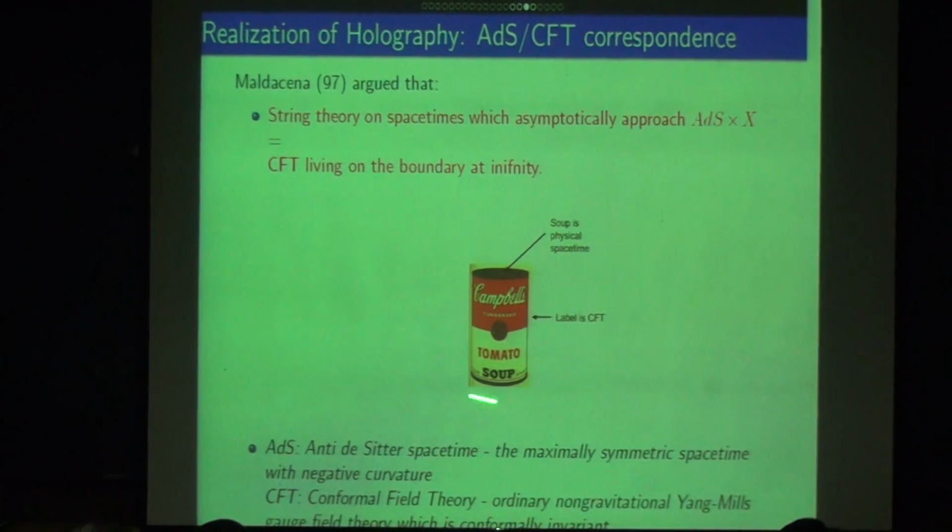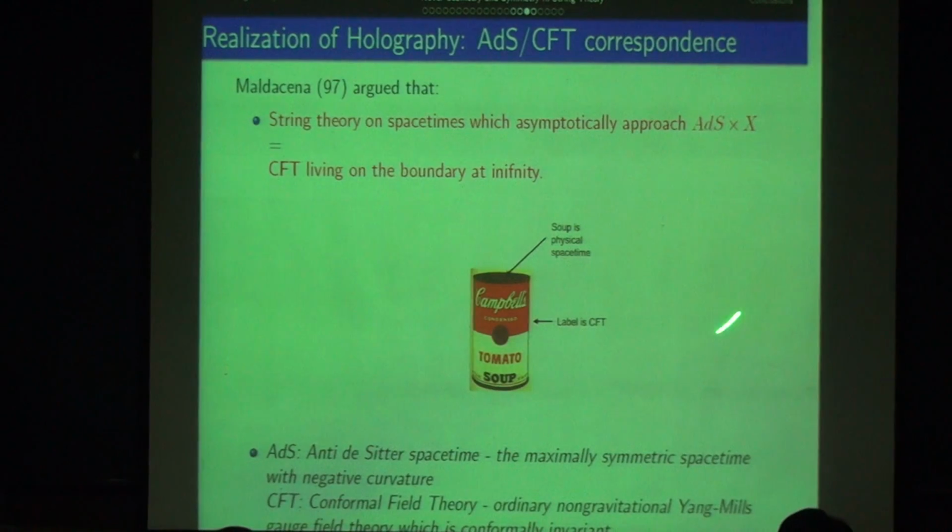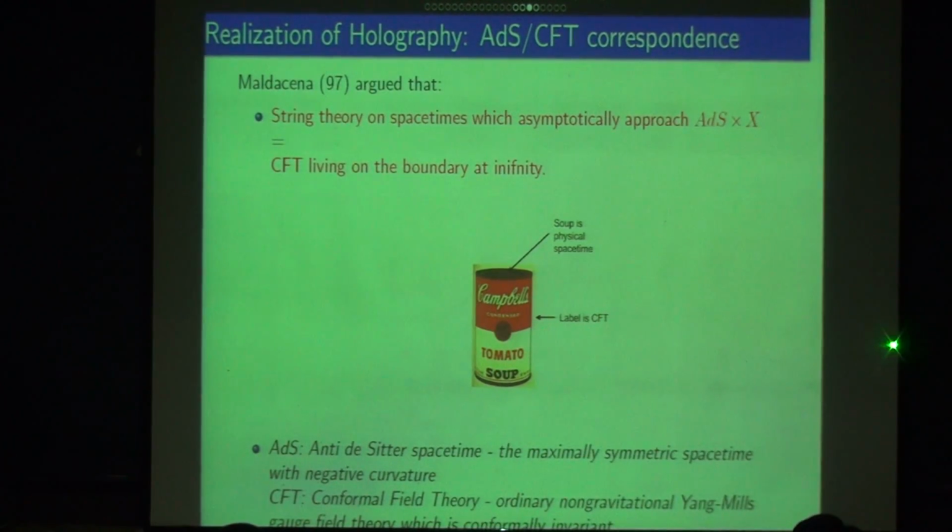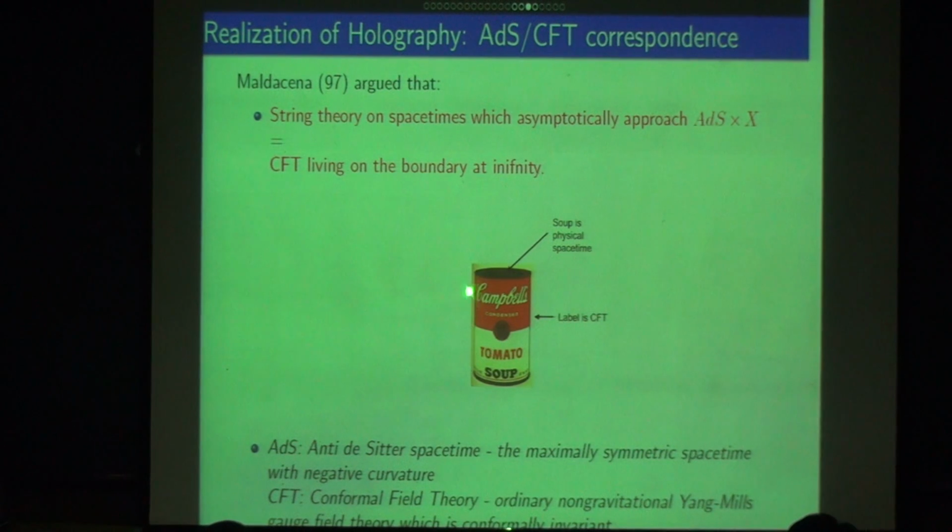I tried to capture why it works with a picture, though it's not my invention, I got it from somebody else. The world is the can of soup, and the gravity is the content. According to the holographic principle, you can explain everything about gravity without actually looking at the gravity itself, but get everything from the boundary, which in this case is the label. So you don't have to know the content of your soup by tasting it. You can just look at the label, and the label will tell you everything about the gravity field.